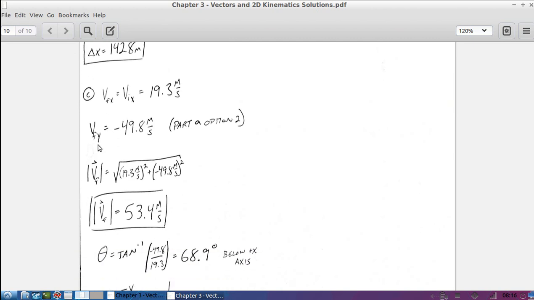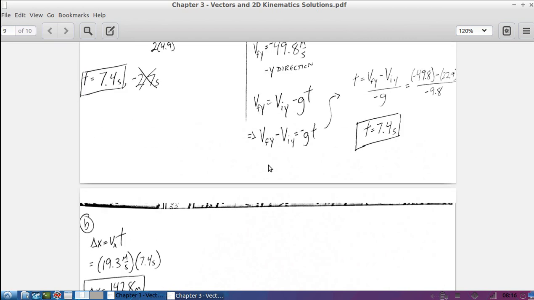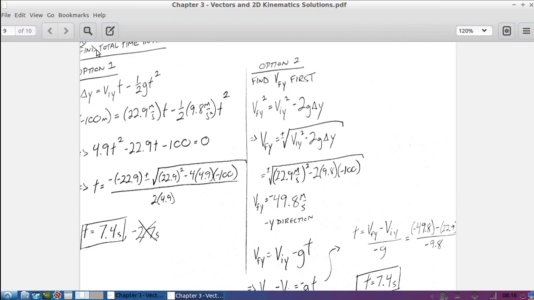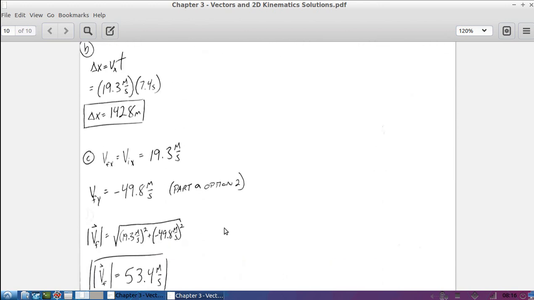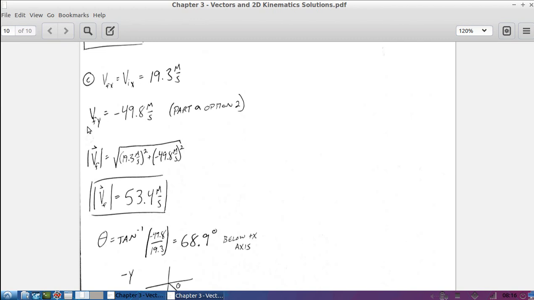So part C, I'm looking for the magnitude and direction, just like the previous problem. Velocity in the x direction is the same, 19.3 meters per second. V final is negative 49.8 meters per second. I got that from option 2. Now let's say you're fine with the quadratic, right? And you got this time. This is what you did to solve the quadratic, right? And then you get down here to part C, and they want magnitude and direction, and I need v final y. What am I going to do?